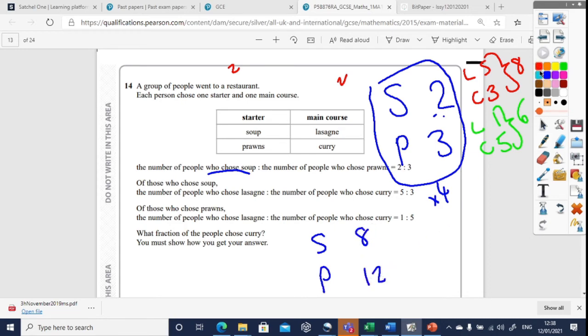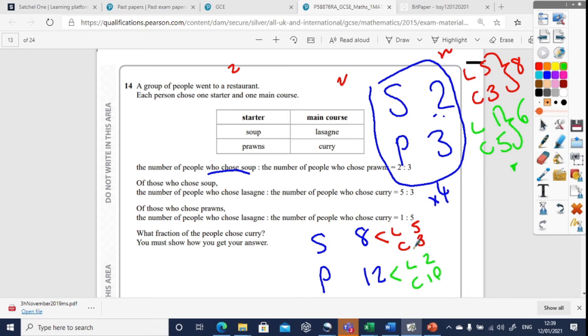Now that's actually quite nice because the red ones, the people who chose soup, are already a multiple of 8. So I can leave lasagna to curry as 5 to 3, because that's 8 and that fits nicely in. However, for the green ones, that's 6. So for that total to be a multiple of 12, I need to double it really. So I'm going to say the lasagna is now going to be 2 and my curry is now going to be 10.